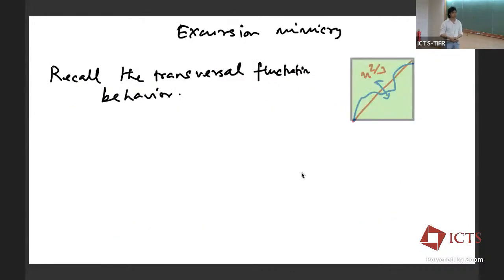Now the next part of the task while constructing the proxy is to retain the geometric information. So recall the transversal fluctuation result. If you take any geodesic of scale m, then the fluctuation in the transversal direction is m to the 2/3.